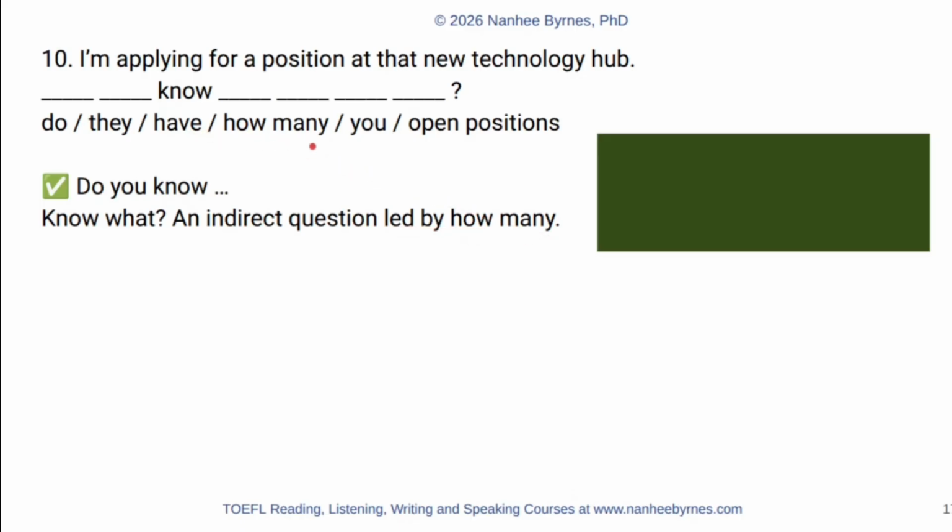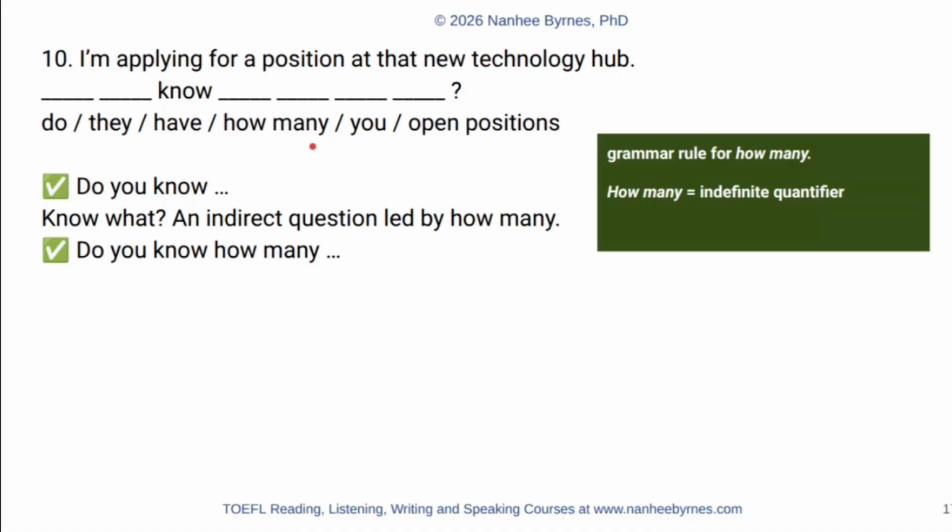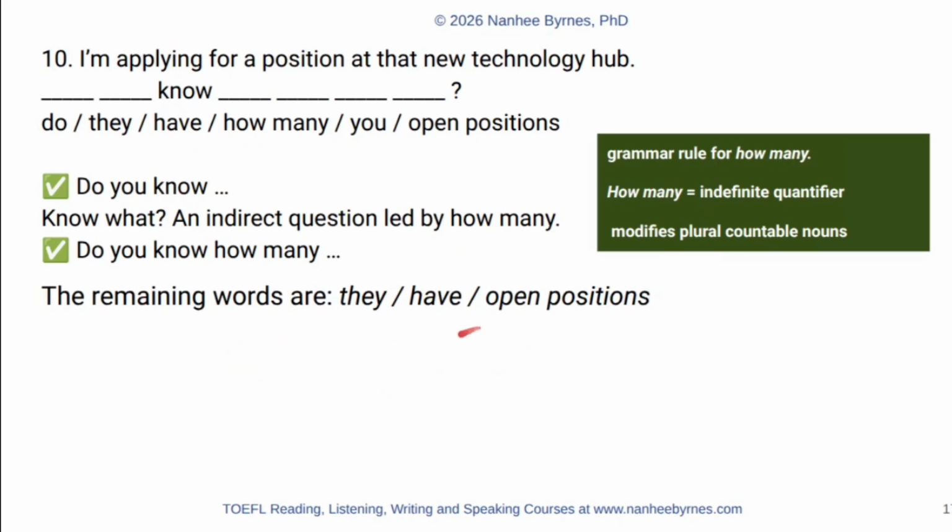So we have, do you know how many? The remaining words are they, have, open positions. With these words, they have open positions looks perfect. But remember the grammar rule for how many. How many is a quantifier adjective phrase that modifies plural countable nouns, so the plural noun must come immediately after how many. Here, that gives us how many open positions.